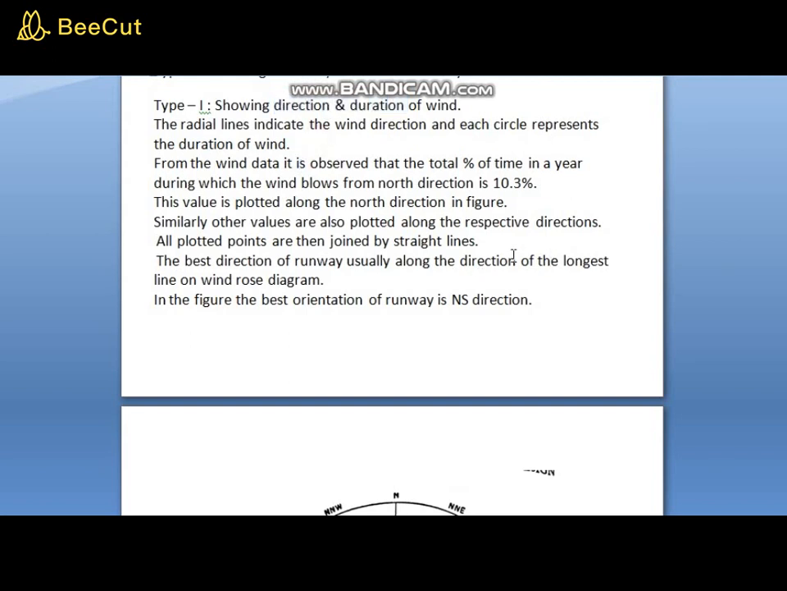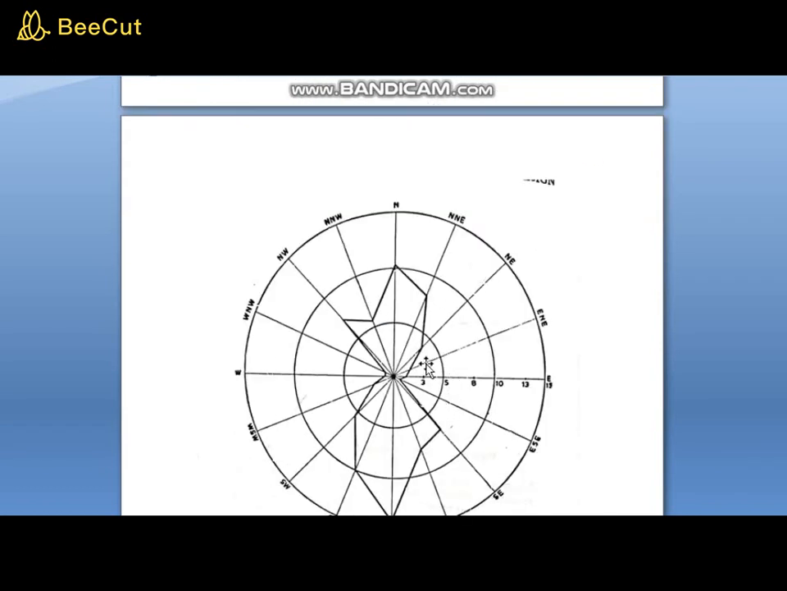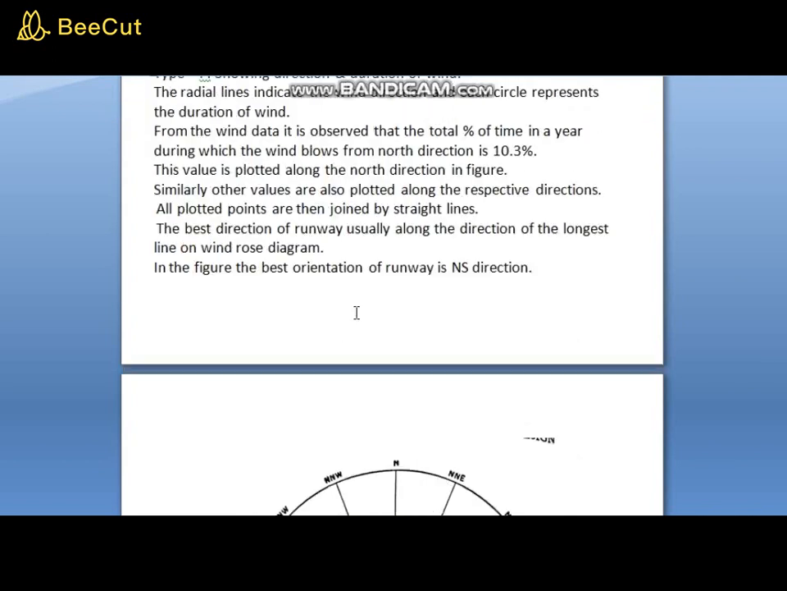From the wind data, it is observed that the total percentage of time in a year during which the wind blows from north direction is 10.3%. This value is plotted along the north direction in the figure. See, 10.3 is plotted in the north direction. This is nothing but the 10th circle. So we have made a point over here. Similarly, other values are also plotted along the respective directions.